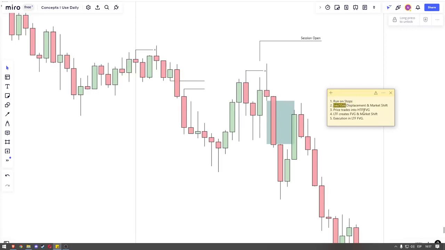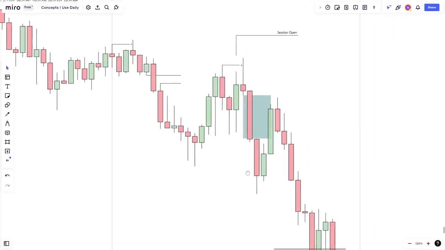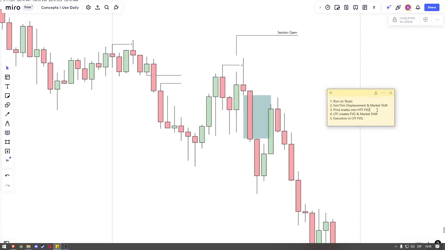We get the run on buy side liquidity. We wait for the 5-minute to create a market shift and a fair value gap. After the run on buy side liquidity, it starts going aggressively lower. The fair value gap is created right here. Ideally, it trades inside this. The move that causes the market shift, we'll talk about that now. After that, what is it that we wait for? Price to trade back into the higher time frame fair value gap. Does it do that? It definitely does.